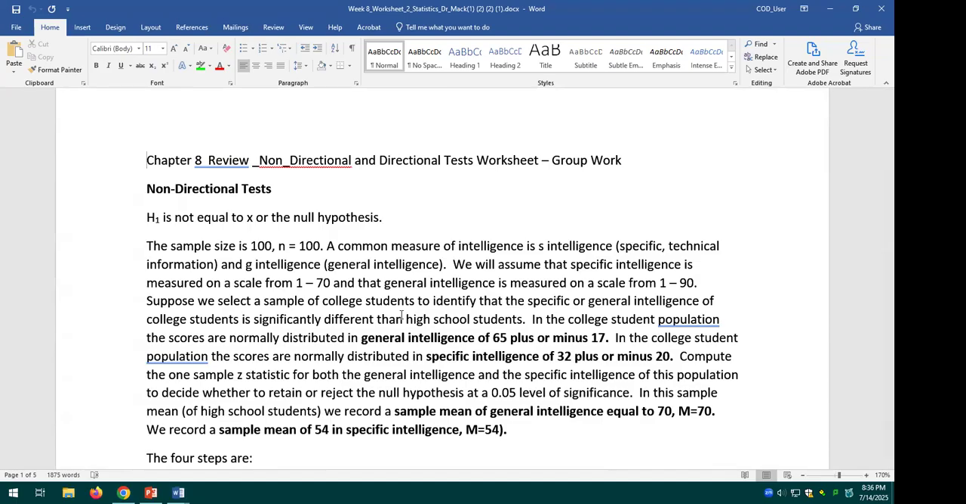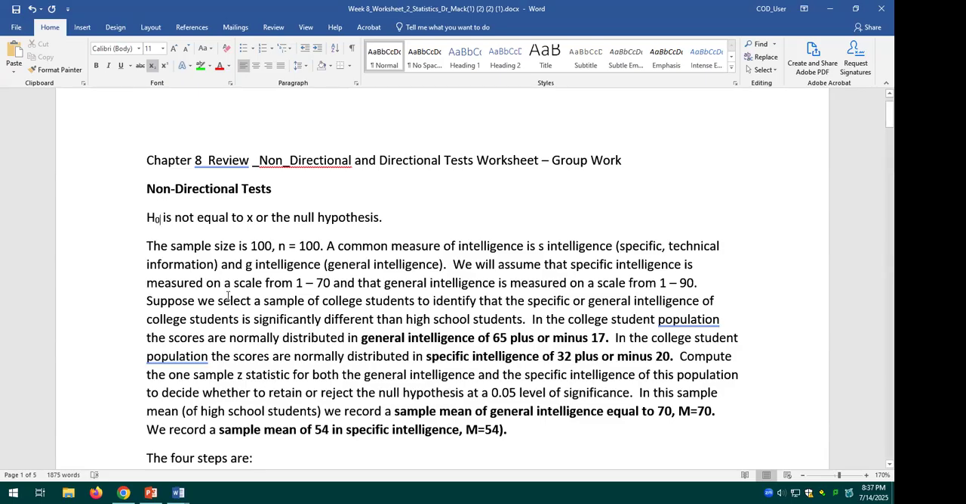Chapter 8 review. Okay, this is what we would call an alternative hypothesis. It would be actually H0. H0 is not equal to X with a null hypothesis. H sub 1 is an alternative hypothesis. Null means there's no relationship. Alternative means there's some sort of measurable relationship. That's the difference between a null and an alternative hypothesis.